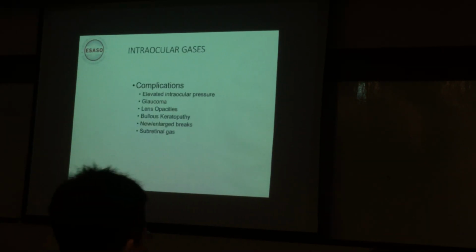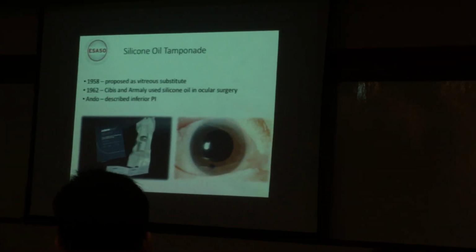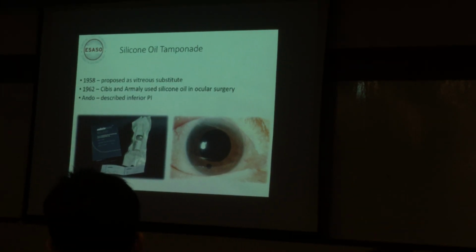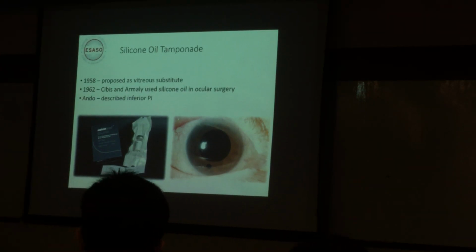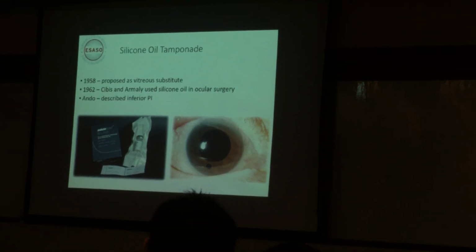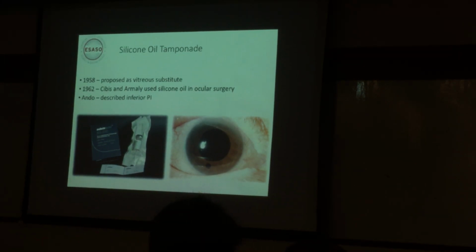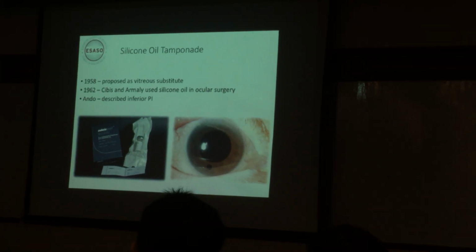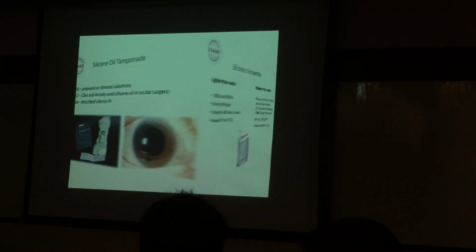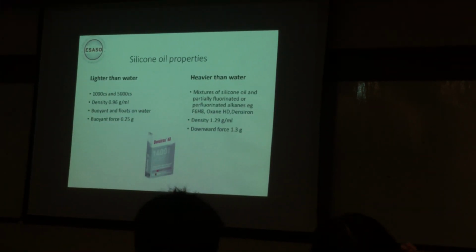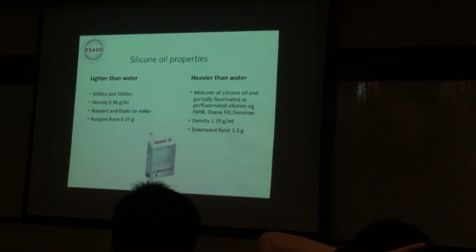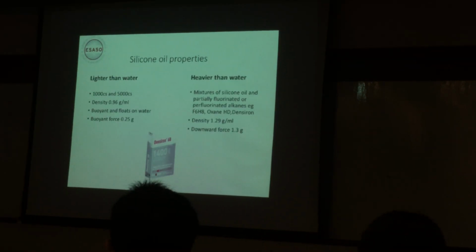Okay. So we mentioned these complications. As far as silicone oil is concerned, I think it's been used since the 1950s, proposed as a vitreous substitute. It was popular in the 60s, but not until Ando described the inferior PI, because using it in an aphakic state resulted in a lot of secondary glaucoma and secondary complications. So the inferior PI was described as a means to keep the silicone oil behind the pupil, allowing the fluid to come through. Okay, the inferior iridectomy.